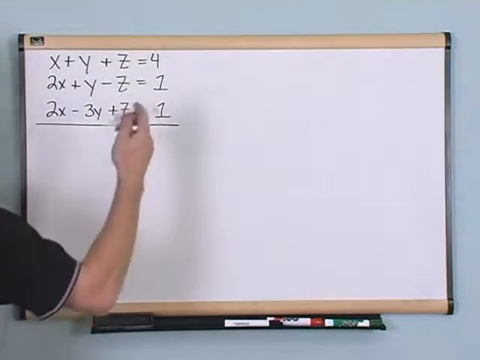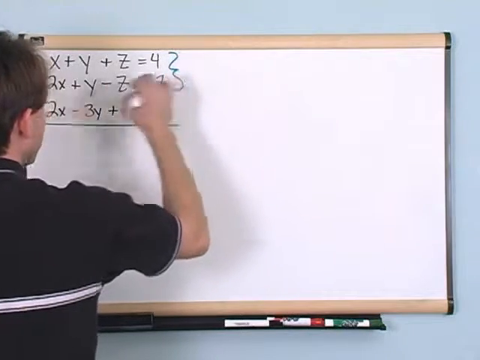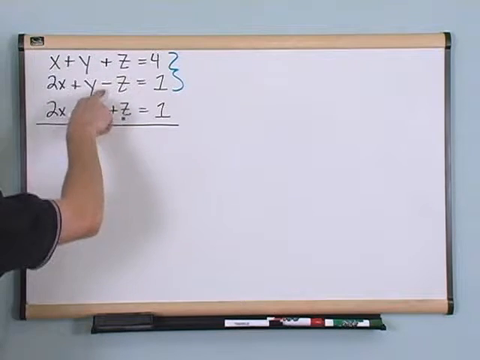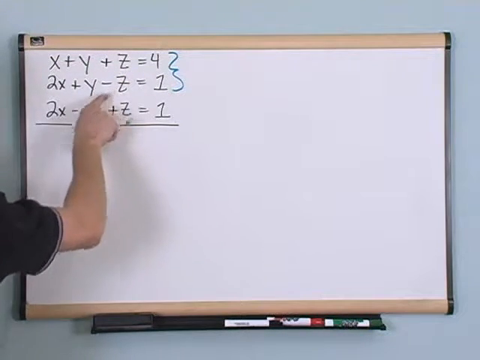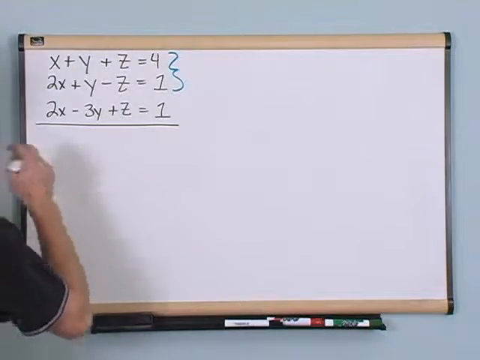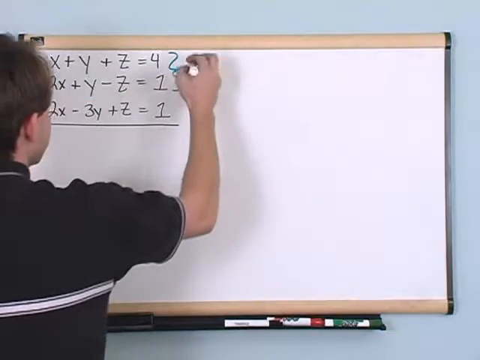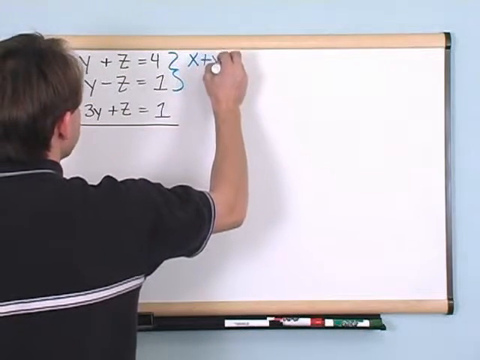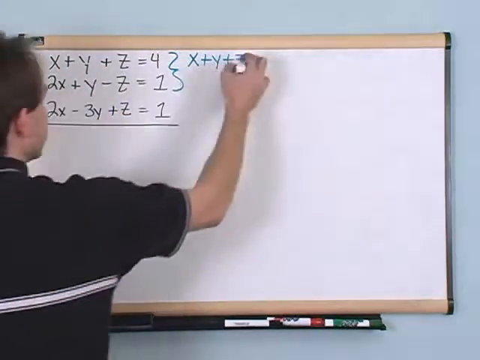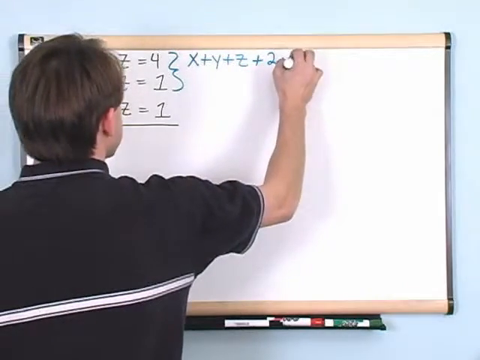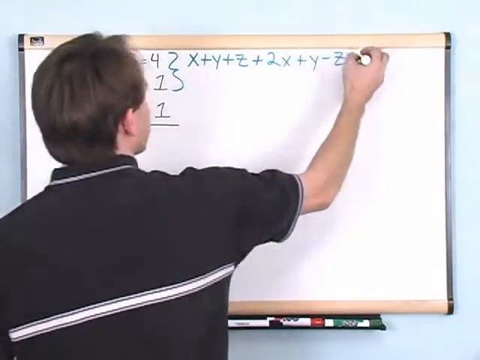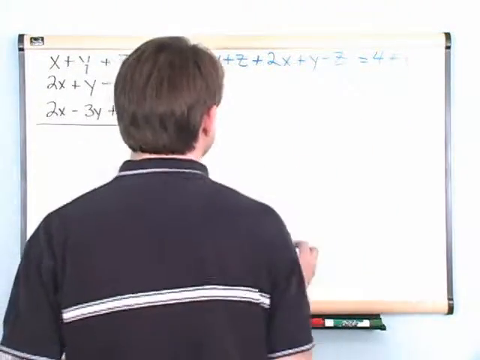What I like to do is draw curly braces to remind myself what I'm working with. I'm going to work with this pair of equations now. Notice that if I just add these two equations together, the z's are going to cancel immediately for me, which I love. Anytime you see something that's going to cancel, you want to work with that. So let's do that. If I add up the left, I'm going to have x plus y plus z, plus 2x plus y minus z, equals 4 plus 1.